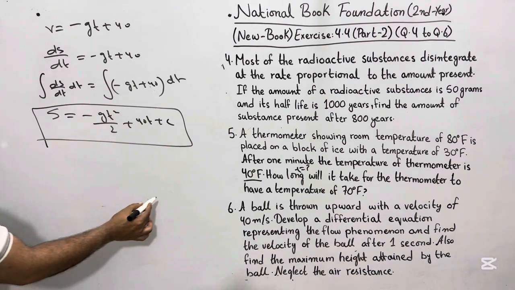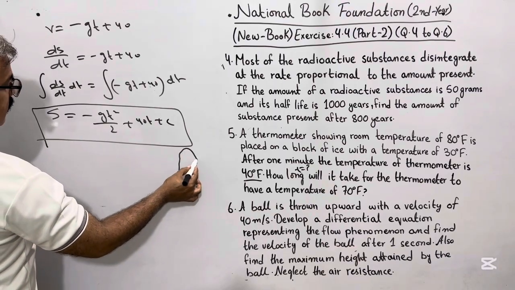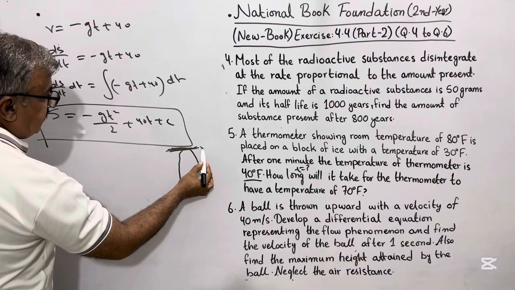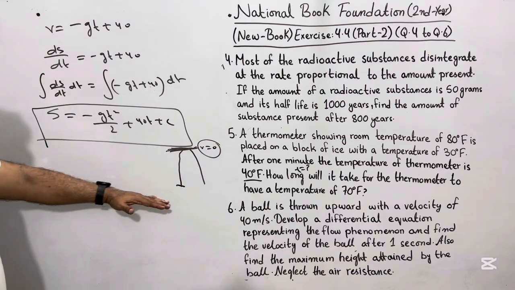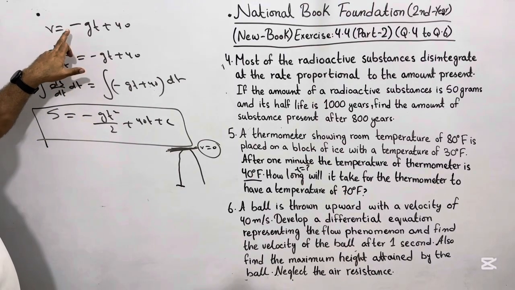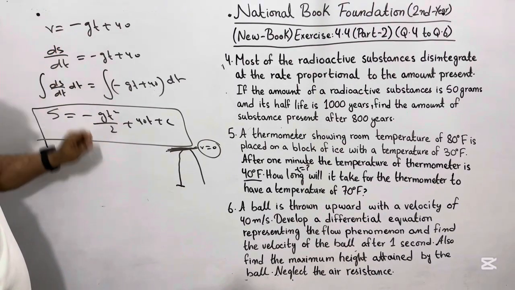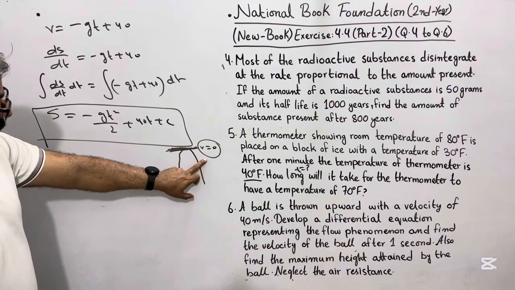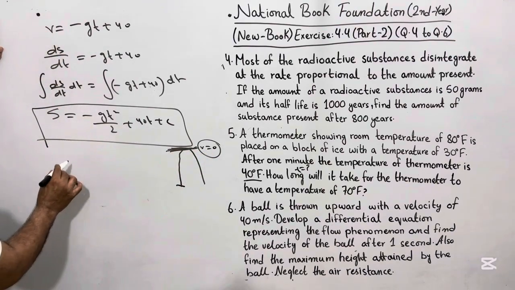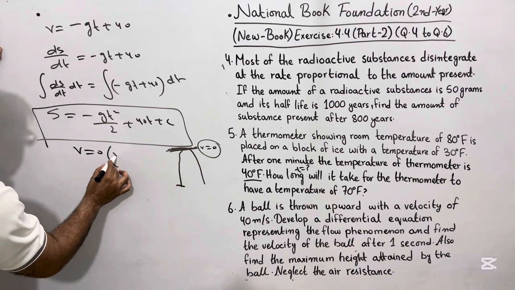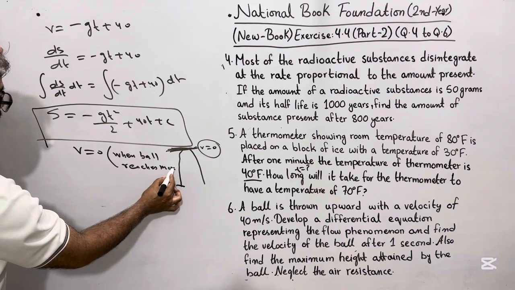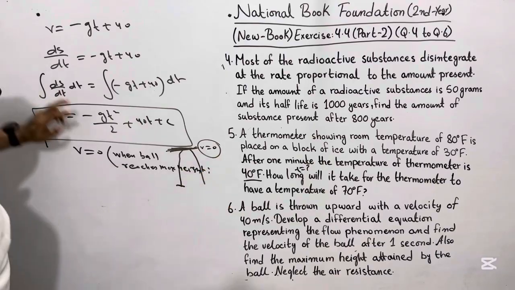For maximum height, we have thrown a ball from here. When it reaches the maximum height, at this instant, velocity is zero. Plug in the value of velocity 0, get the value of t, and it will give us the maximum height. When velocity is 0, find t. We have this velocity; its velocity is 0 when the ball reaches maximum height.